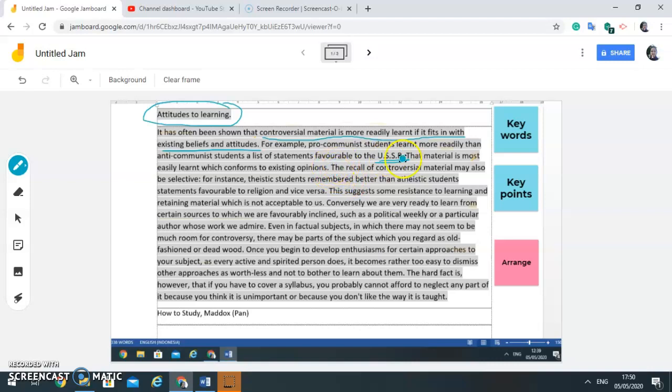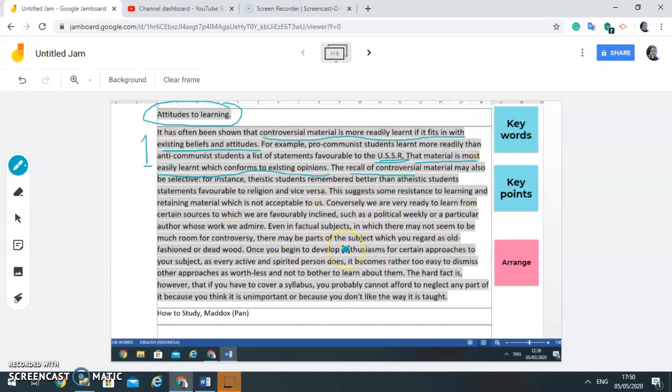So the material that is most easily learned is that which conforms with the existing opinion. So this is the first point. The second point is recalling, recalling the information, or recalling the controversial information.